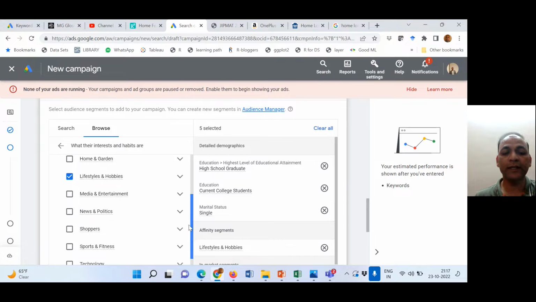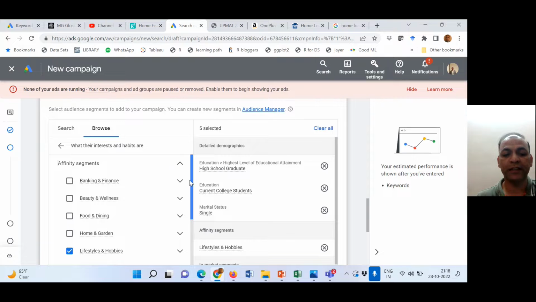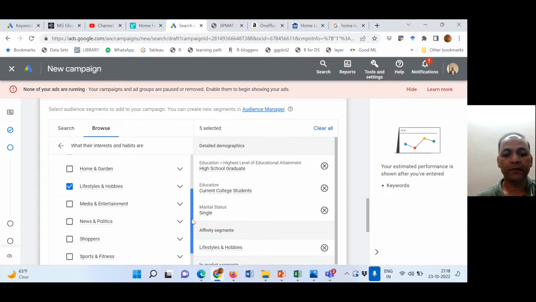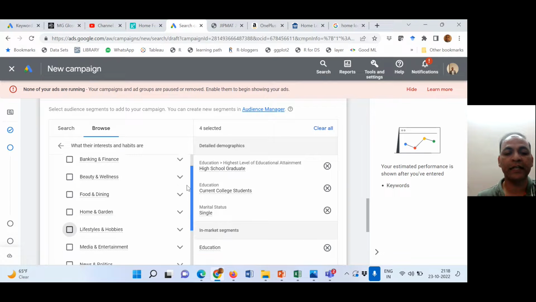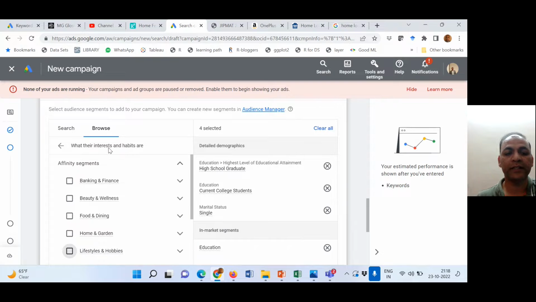Here also affinity groups you can find. You will include this only when you have an idea about who your consumers are. If you don't have an idea, then you should ideally keep this as generic in nature. So I selected this, but I will unselect this because let us assume we don't have any idea about our consumers with regards to their interests and habits.